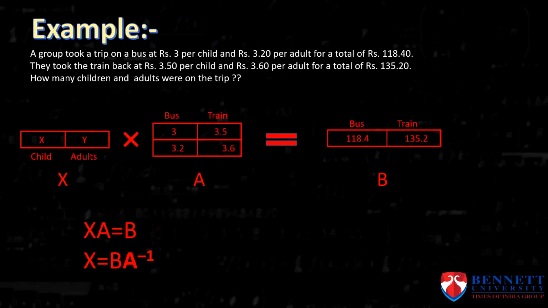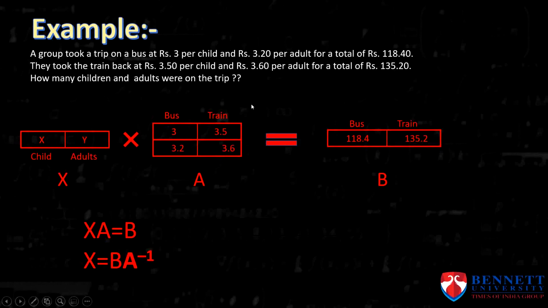Now it can be better understood by taking examples. Let's say there is a group which took a trip on a bus at rupees 3 per child and 3.2 per adult for a total of 118.40. Then they took the train back at 3.5 per child and 3.60 per adult for a total of 135.20. Now we need to find the number of children and adults that were on the trip.